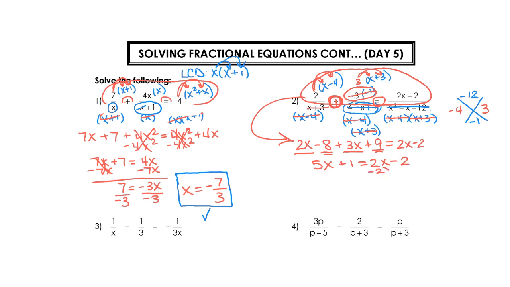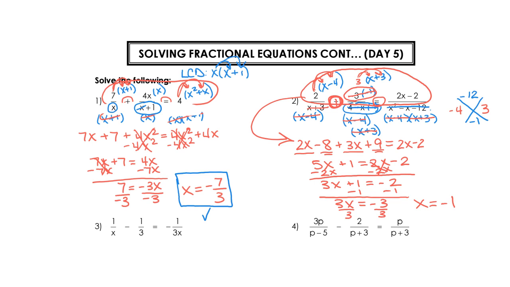I'm going to go ahead and subtract 2x. And we're left with 3x plus 1 equals negative 2. I'm going to go ahead and subtract the 1. And we get a 3x equal to negative 3. We're going to divide by 3. And x comes out to equal negative 1.